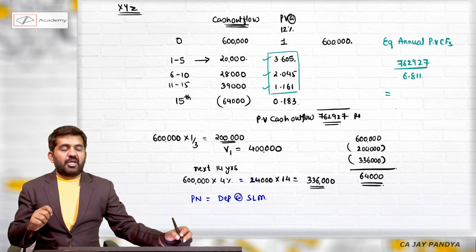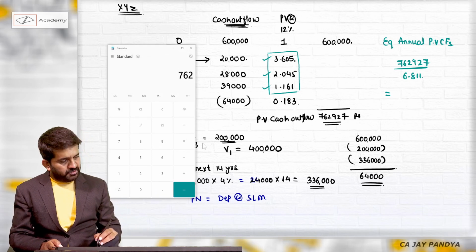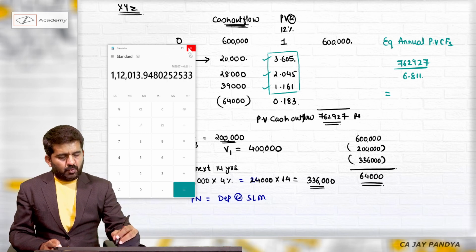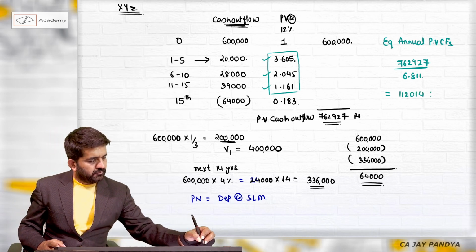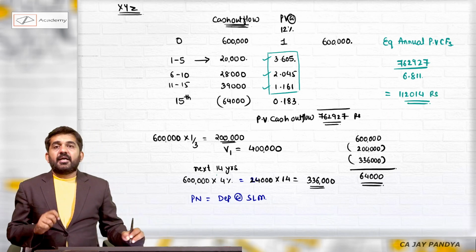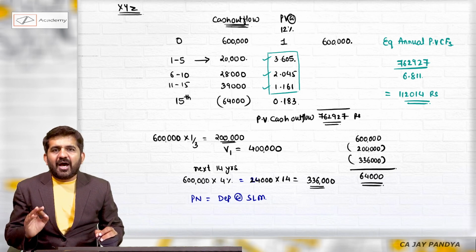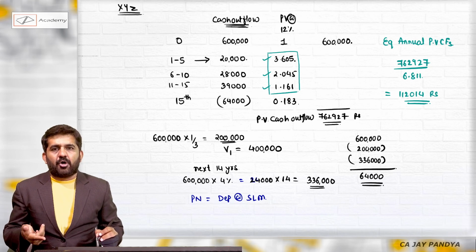I am getting equalized annual cash outflow, which is 7,62,927 divided by 6.811. It is 1,12,014. It is equalized annual present value of cash outflow. And so I will compare this figure with ABC and the rented option.